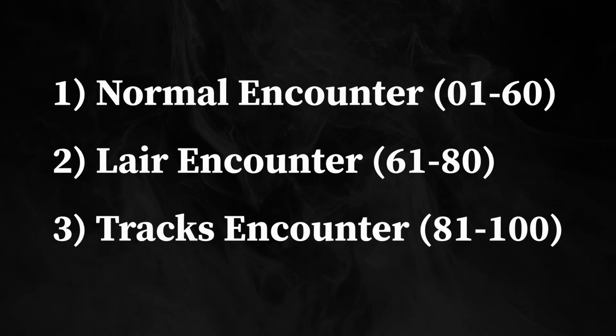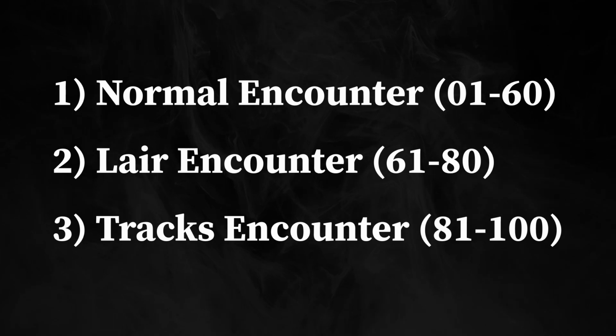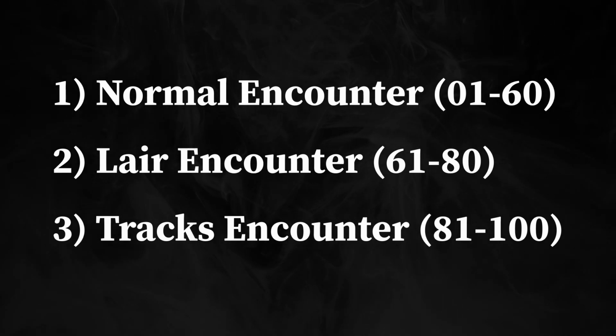So my probability would probably look something like this on the screen. Maybe normal encounter would be 1 to 60, lair encounter would be 61 to 80, and then the tracks encounter would be 81 to 100. So then in practice, I first check for my random encounter, say it's a 1 in 6 chance. If I roll and I find that there is a random encounter, I then make the second roll to check what type of encounter it is. Is it a normal encounter, lair, or tracks encounter?